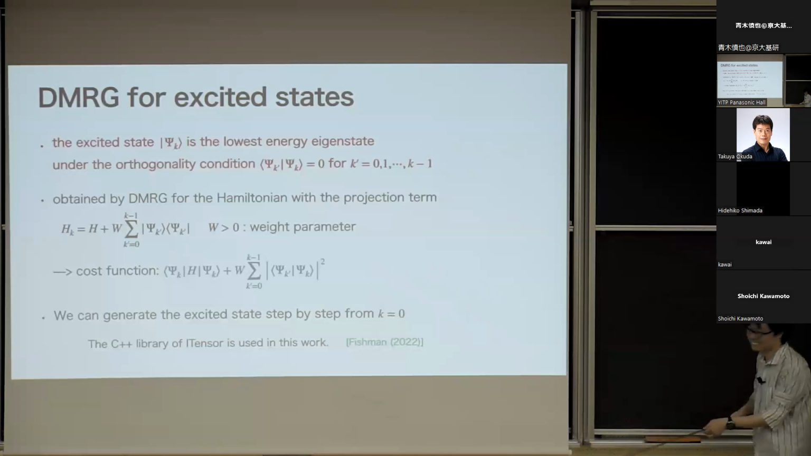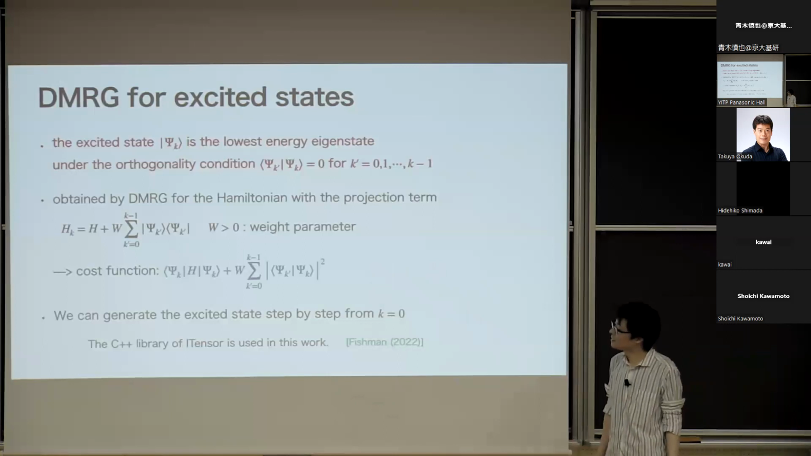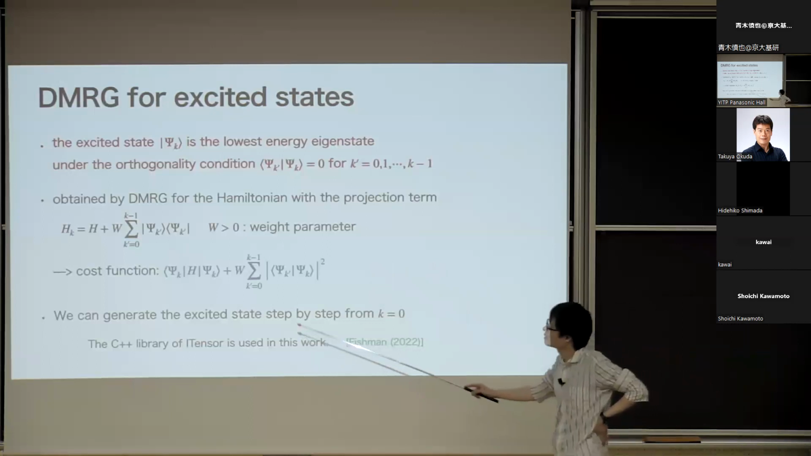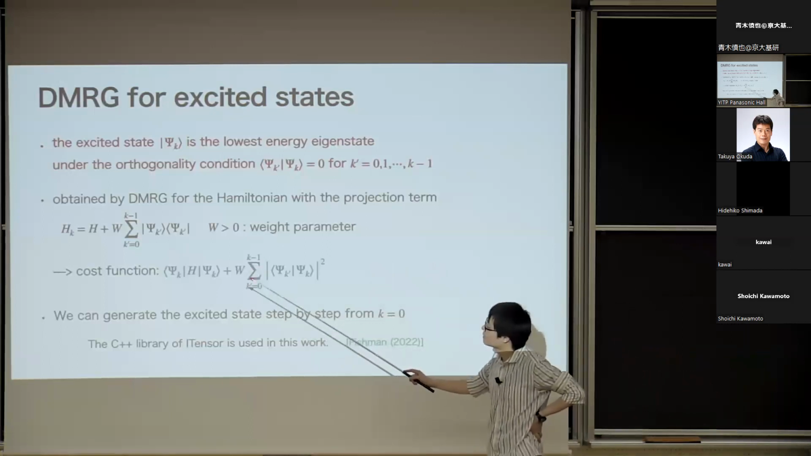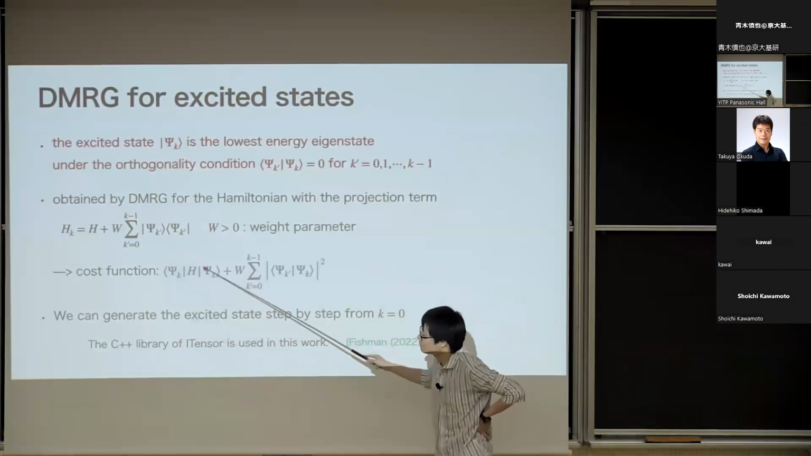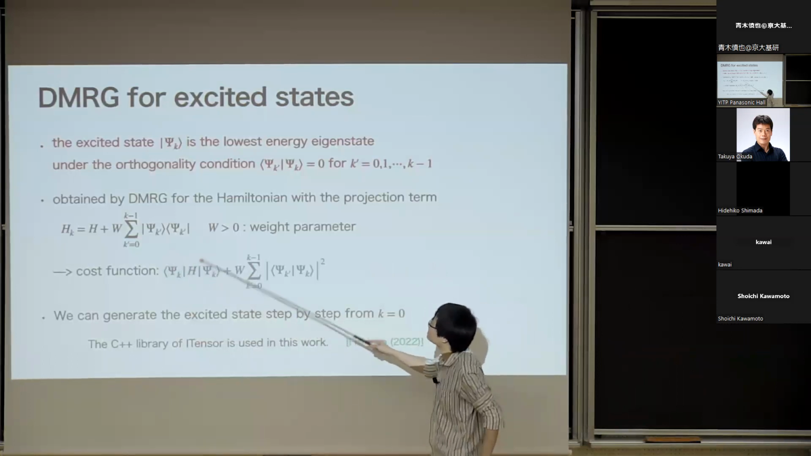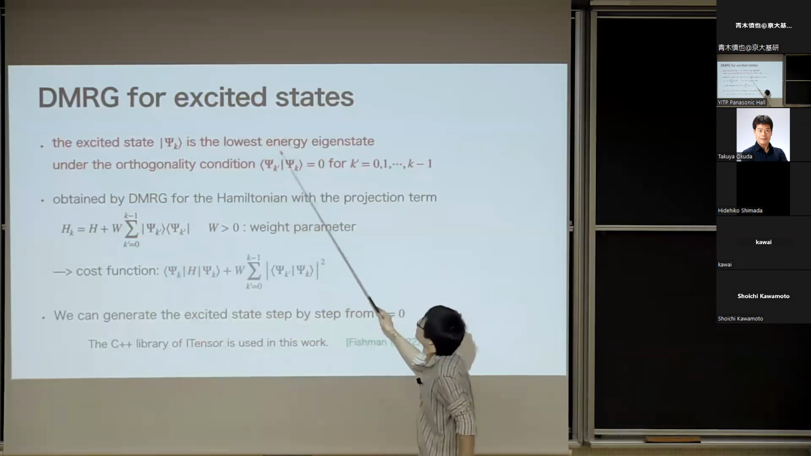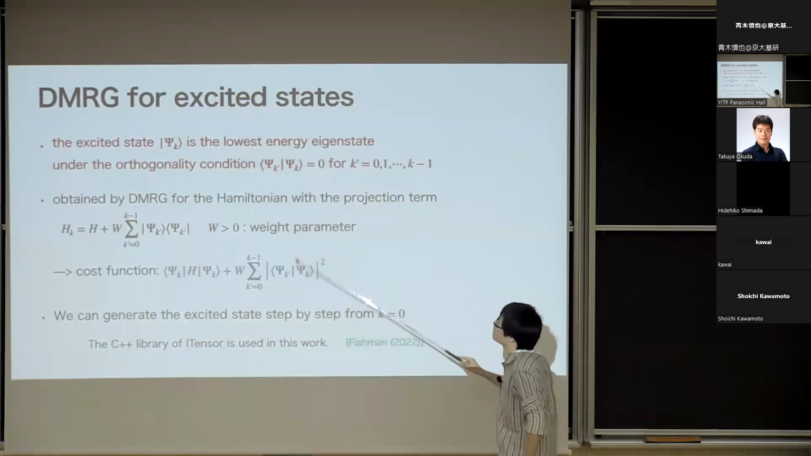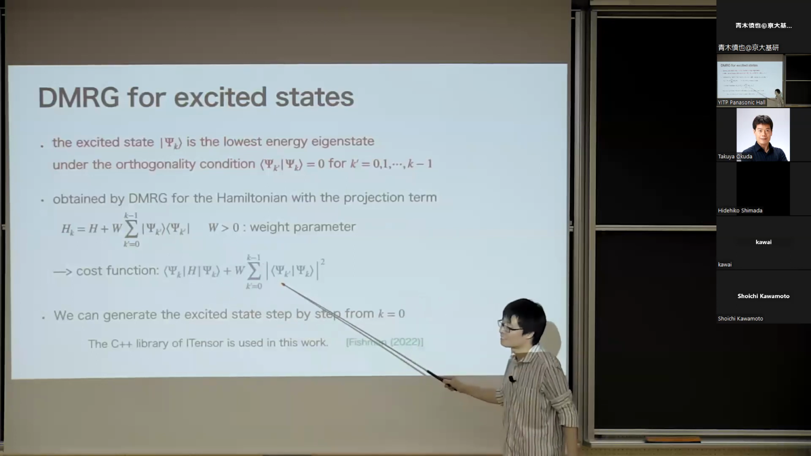Can I ask? Yes. Why didn't you calculate the eigenvalue of the Hamiltonian itself to explore excited states? Because I mean about this term. Yes. So this term is just imposing the lowest energy point, this point. And this term corresponds to orthogonality. So both of them are necessary.